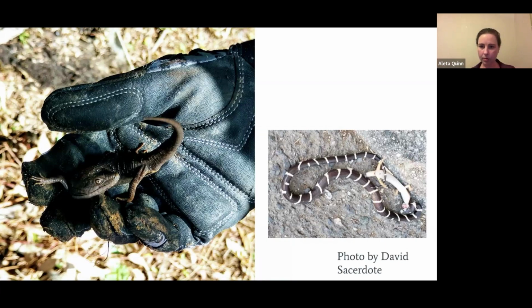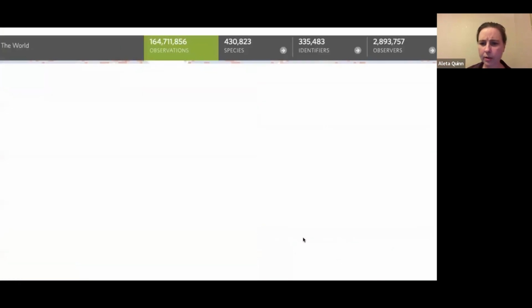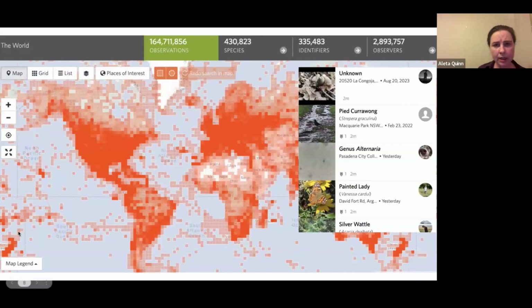And the photo of the snake, that is a California king snake that is eating an alligator lizard. And that's not my photo. All the other photos, unless labeled here, were taken by me. So I got that from the public database that I mentioned.